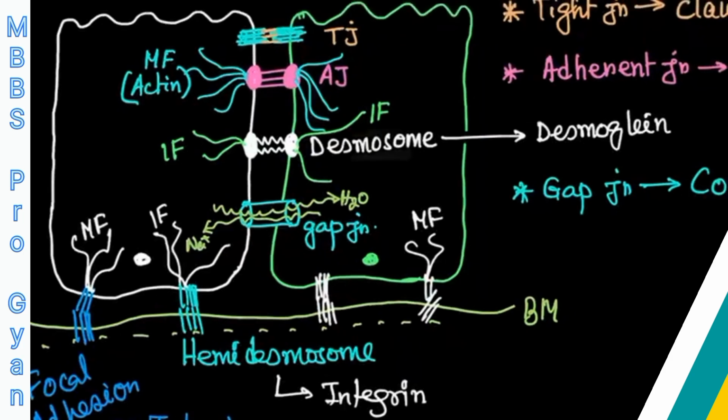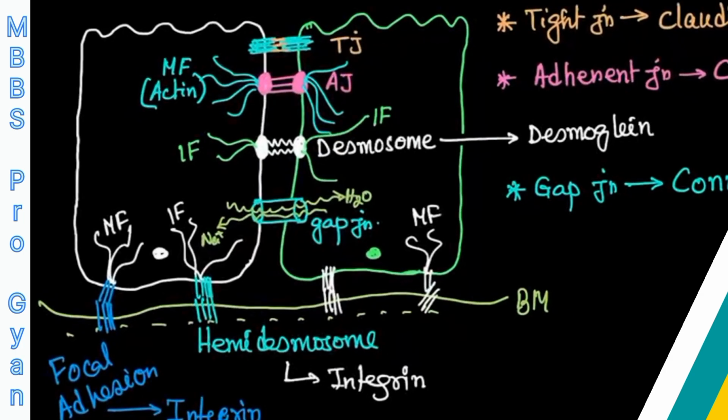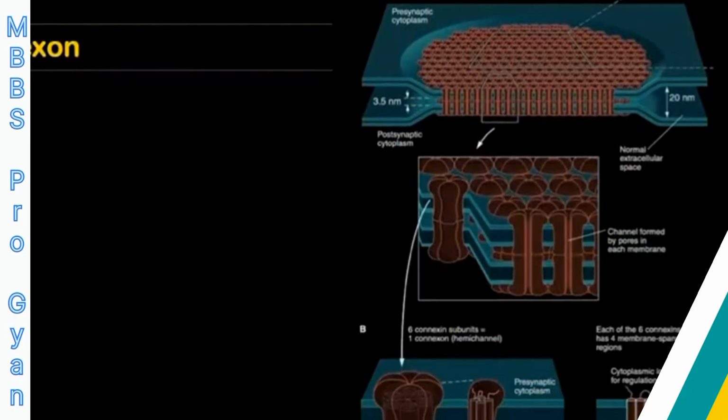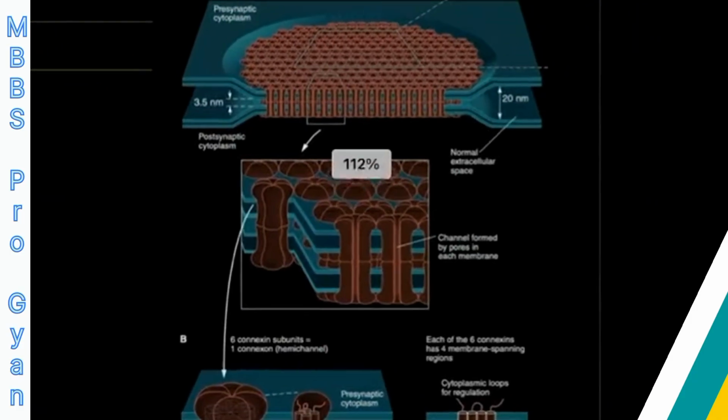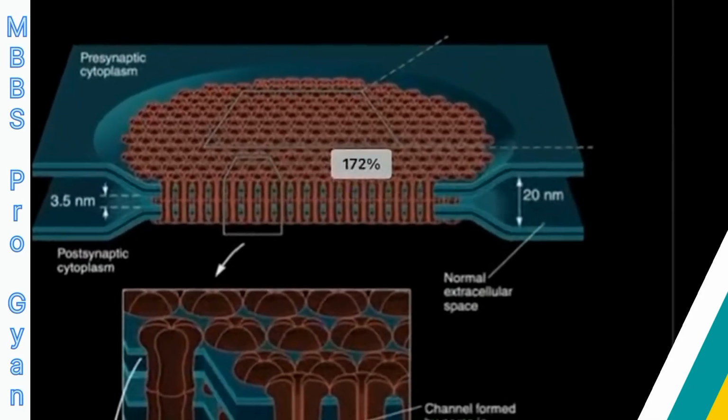So this is all about the different cell junctions, which attach cell to cell as well as cell to basement membrane. Now I told you that the gap junction is very, very important for your MCQ, so you have to remember a few more points about it. First, look at this diagram which is given in Gyan. I'm magnifying this diagram.